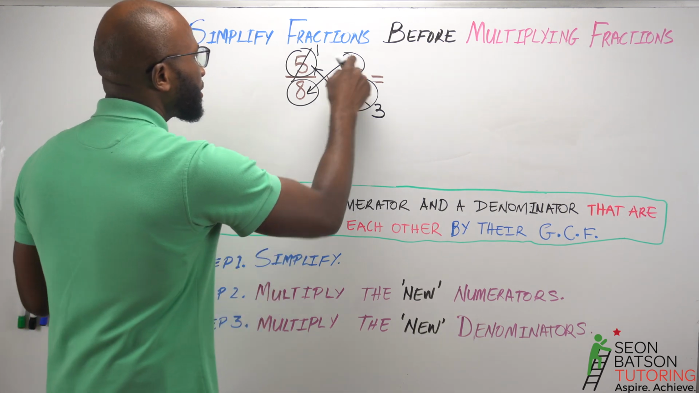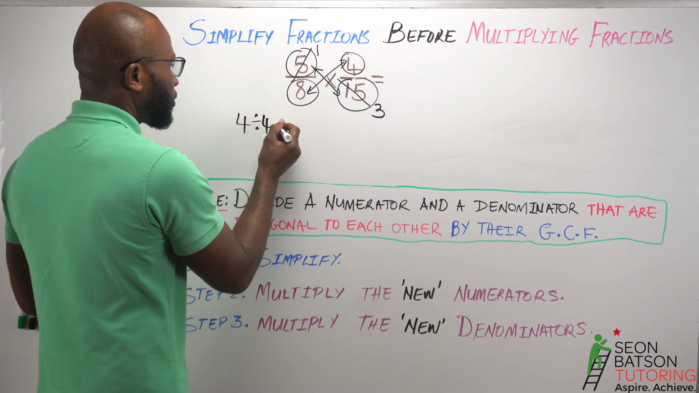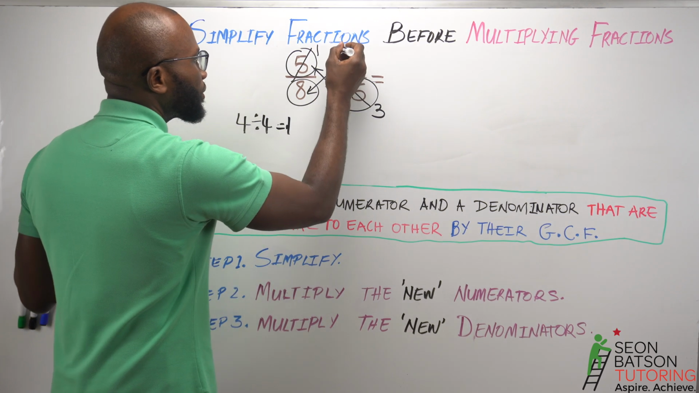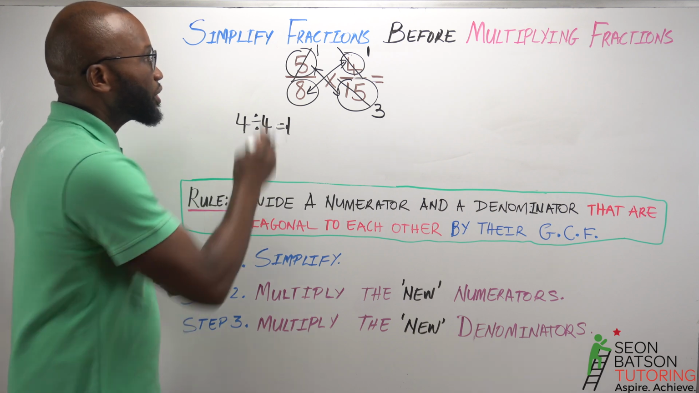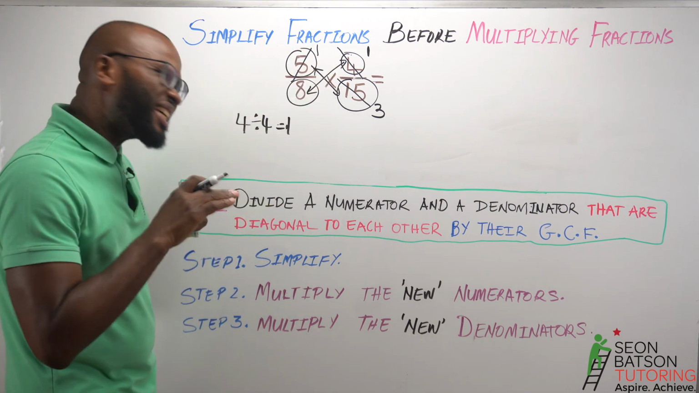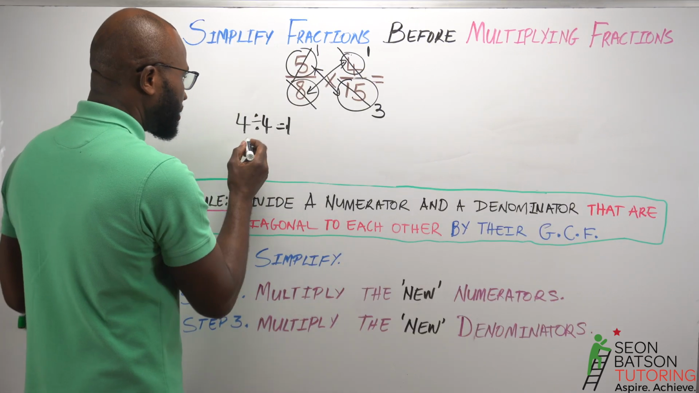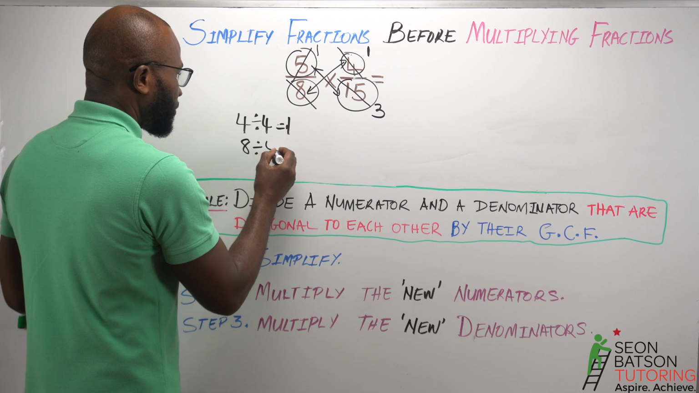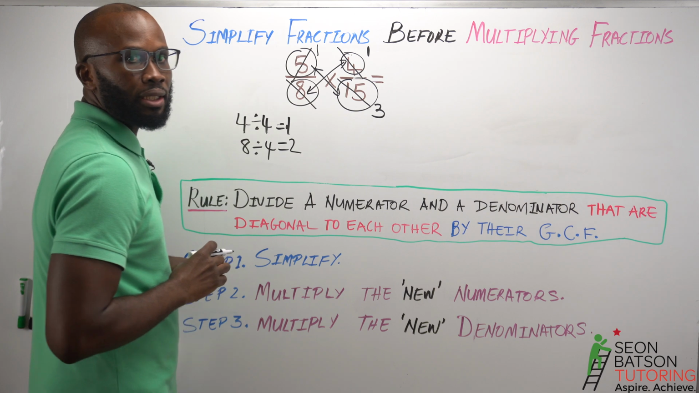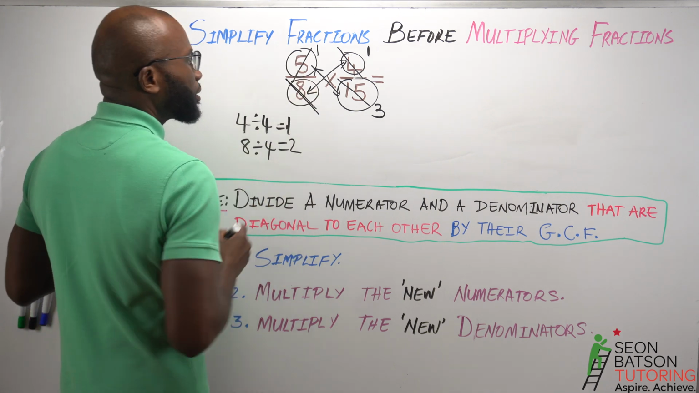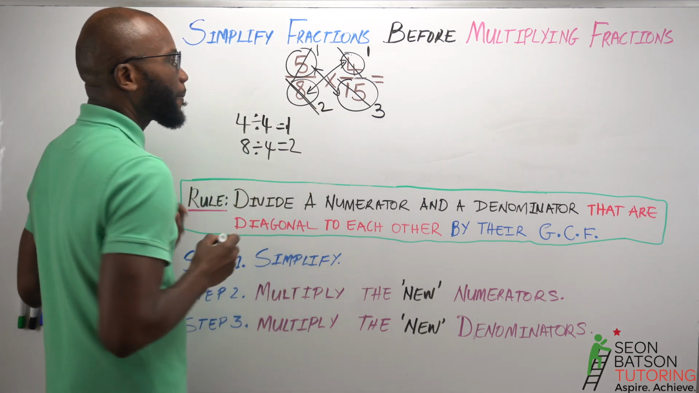So we will divide the numerator 4 by 4. 4 divided by 4 is 1. So again, we will shrink our 4 to a 1, or reduce the 4 to a 1. It's getting smaller. And we will divide the denominator, which is 8, by 4 as well. 8 divided by 4 is 2. So we have successfully shrunk the 8 to a 2.